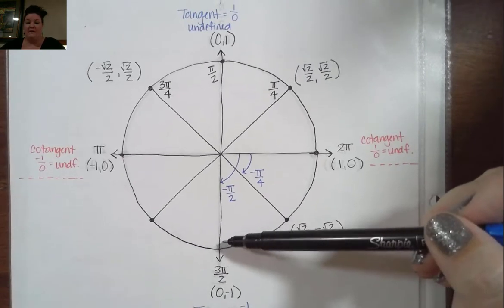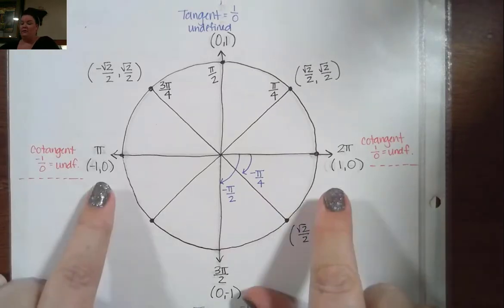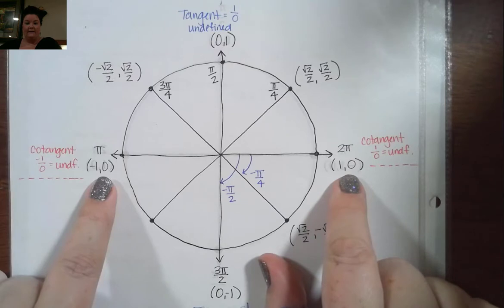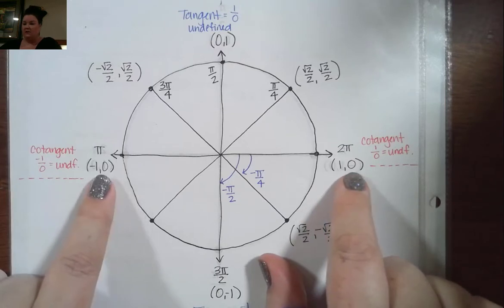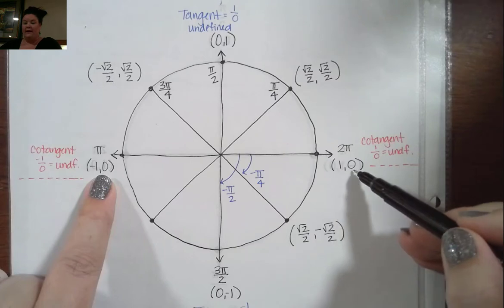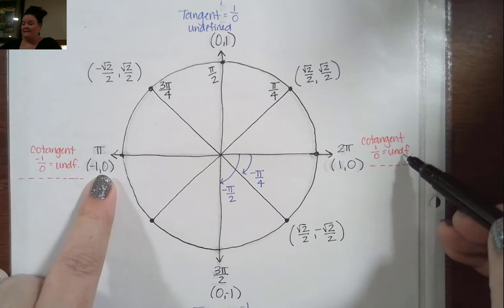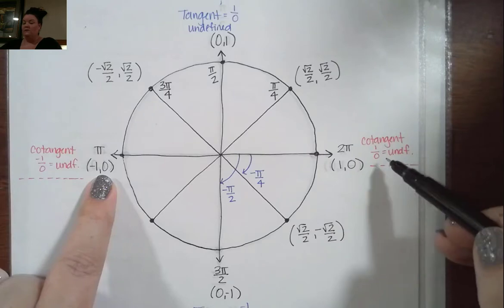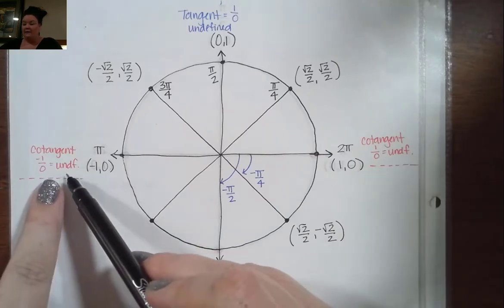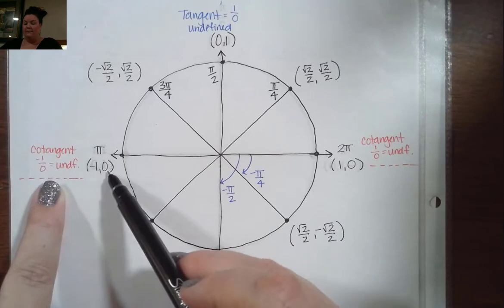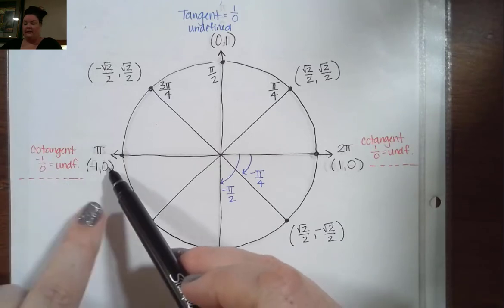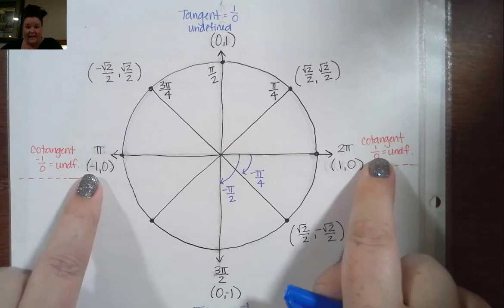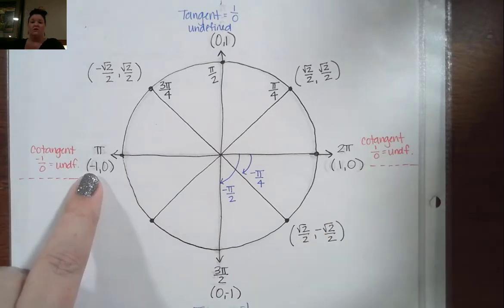Where we end up having issues for cotangent is out here where the y's are 0, right? Because now when we calculate cotangent, if we do our x divided by y, we get an undefined value at 0, or 2 pi, however you want to label it. We also get an undefined value at pi, because if we do our x divided by our y, we get a 0 on the bottom. So for cotangent, again, we're just going to have a half cycle. It's not going to go a 2 pi period. We're just going to have a pi length period.